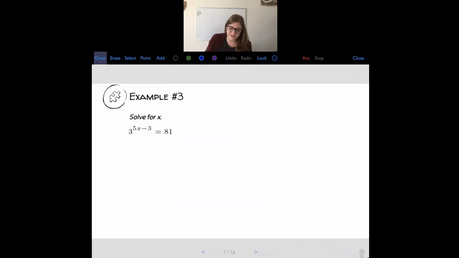Next, solve for x. We have 3 to the power of 5x minus 3 is equal to 81. Since we have a base of 3 on the left, we want to see if we can write 81 with an exponent with the base being 3.